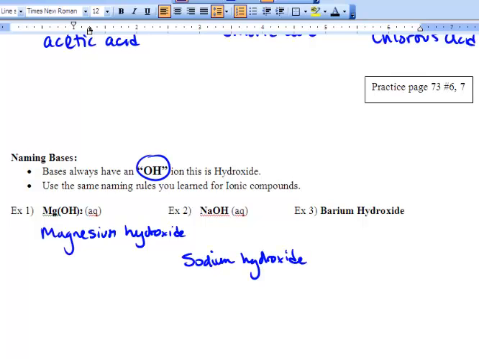And finally we've got barium hydroxide. So if we have barium, we've got Ba2+ and OH-. We're going to swap and drop and we get Ba(OH)2.